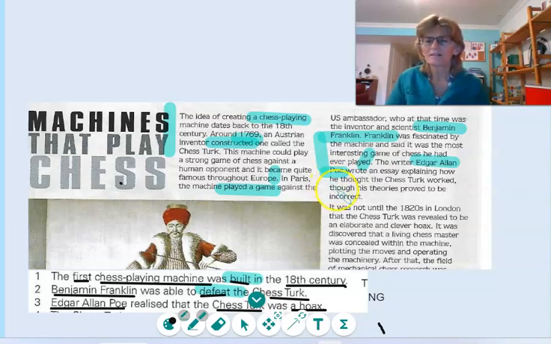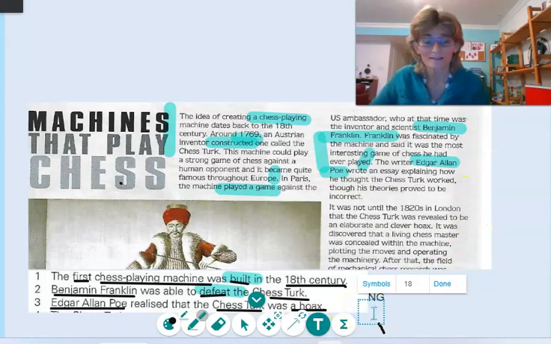So the statement says he realized that the chess Turk was a hoax, but in the actual text it says he explained how he thought it worked, but his theories were incorrect. They proved to be incorrect. Therefore, he did not realize it was a hoax. So the answer to number 3 is false. Okay.